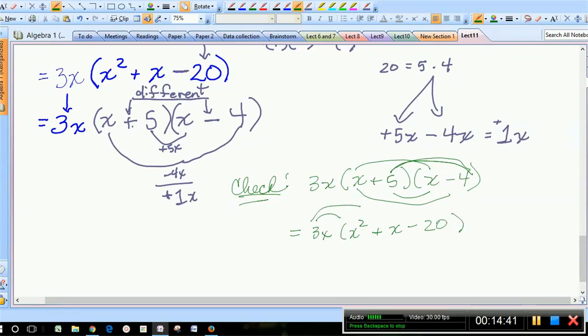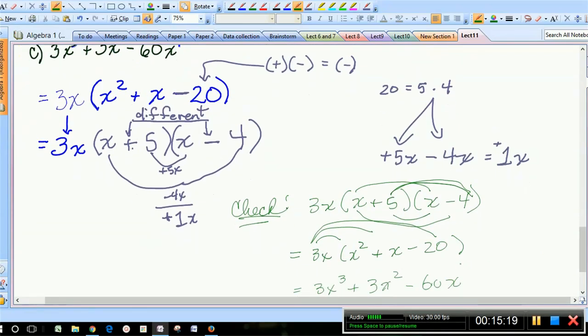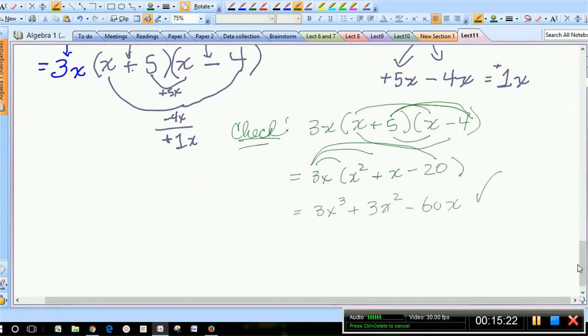Now we're going to distribute the 3x back into the problem. Let's see what we get. 3x cubed, 3x squared. Watch your x's, watch your signs, of course. Watch the exponents you end up with on x, okay? So x times x squared is x cubed. X times x is x squared, put your 3x squared. And then, of course, 3 times negative 20 is negative 60. And we tack our x on there, right? So we're multiplying an x as well. So is this the same as my original problem? It sure is. And good job, you guys.